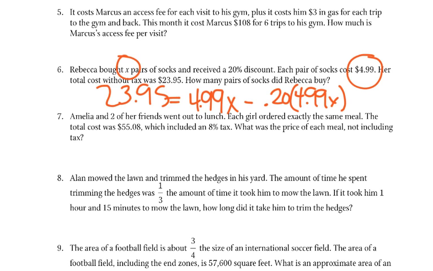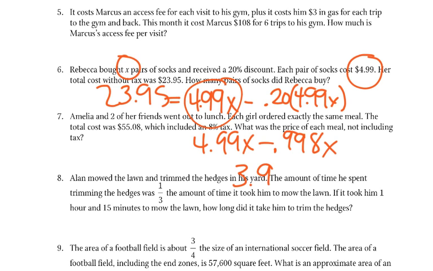So 0.20 times 4.99 is about 0.998x, which we're subtracting from that. So 4.99x minus 0.998x, okay, because we can simplify, it would be 3.99x, to which it's money, so we want to round to the nearest hundredth. 3.99x equals $23.95. So then we divide both sides.